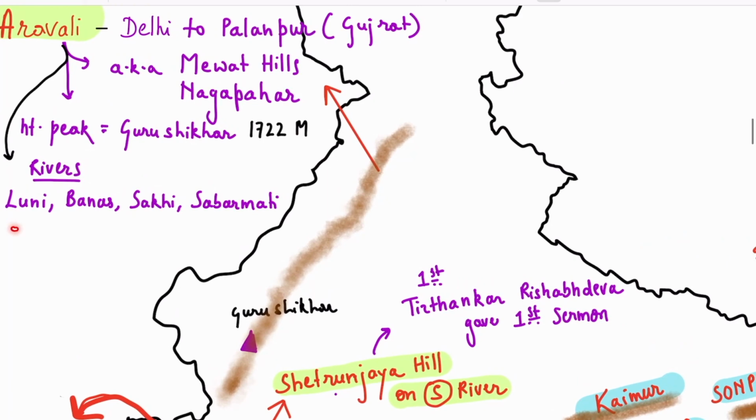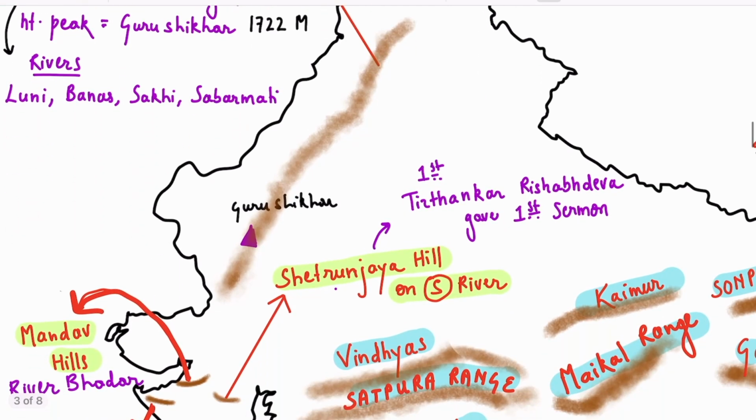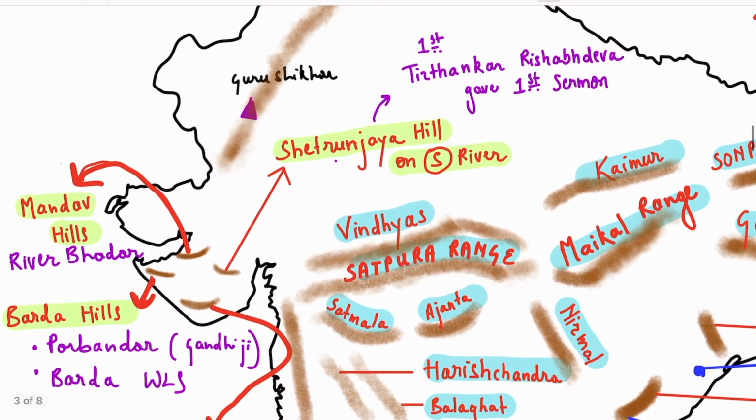That is Luni River, Banas River, Sakhi River, and Sabarmati River. These are very important rivers that originate from Aravali. Now, the second one. After Aravali, we will go a little bit to the south, and here we have Mandav Hills in Gujarat. Now, what is the importance of Mandav Hills? River Bhadar originates from the Mandav Hills.